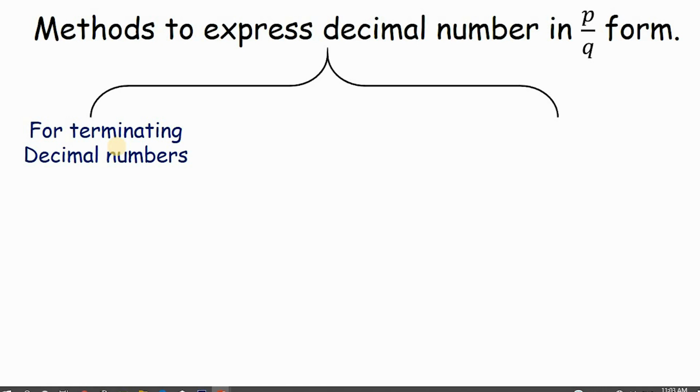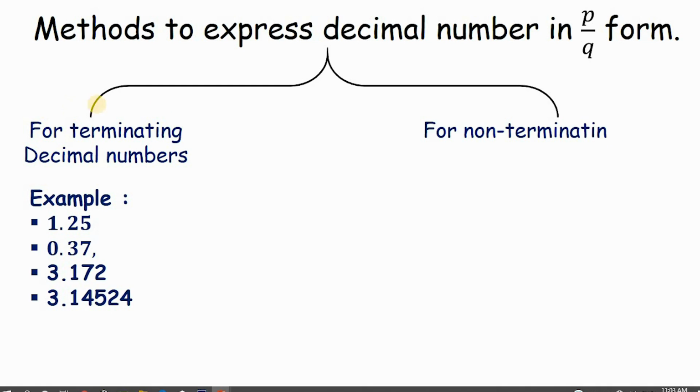Let's take a few examples, like 1.25, 0.37, 3.172 and 3.14524. In all these examples you see that the numbers after the decimal point are terminating after a certain number of digits. The other part is for non-terminating but recurring decimal numbers.